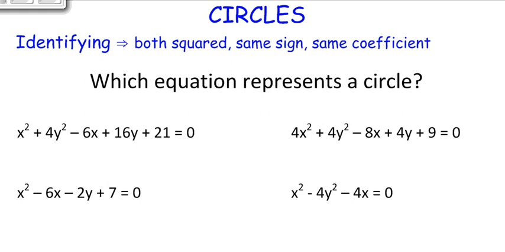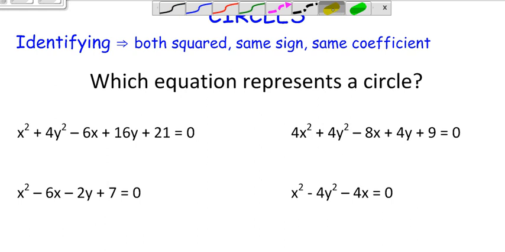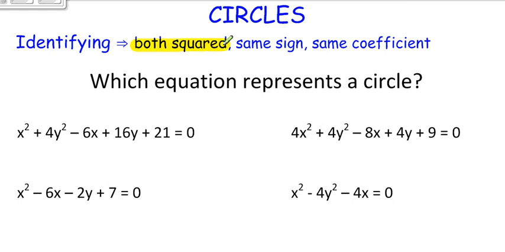So if we're identifying the circle, we're looking for both terms being squared. We're looking that they have the same sign and the same coefficient. So that means we're looking for x and y to be squared. They're going to have the same number in front and the same sign. So they're both going to be positive.